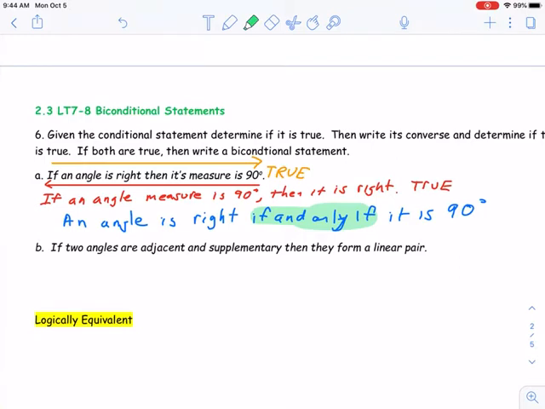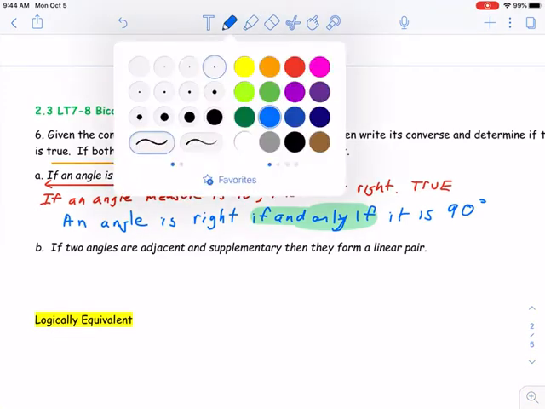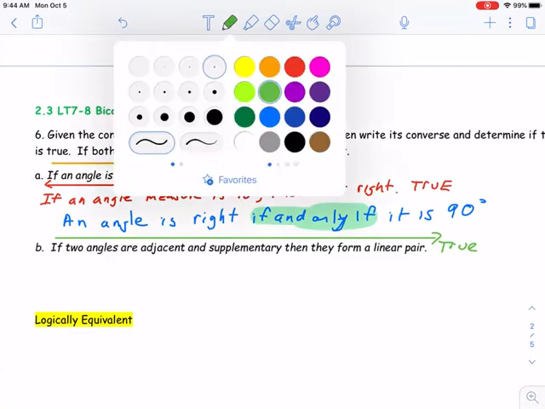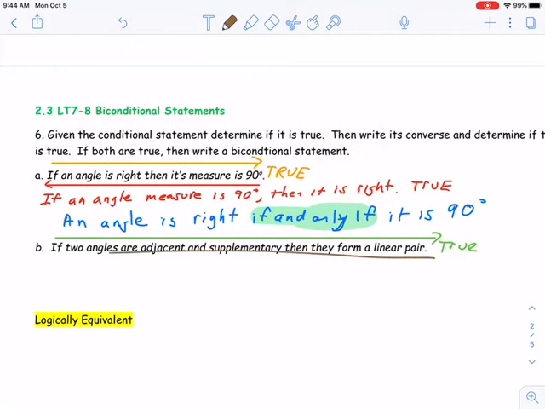All right, next I have: if two angles are adjacent and supplementary, then they form a linear pair. True. They're adjacent, they're supplementary, they form a linear pair. Now let's write its converse. So let's swap the order, go the different direction.